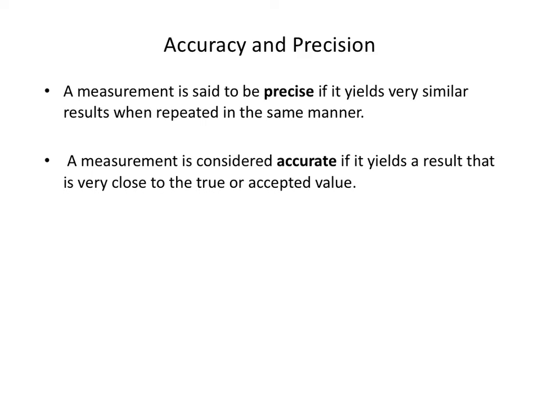A measurement is considered to be accurate if it yields a result that is very close to the true or accepted value. Of course, you have to know what the true or accepted value is to be able to assess whether or not your measurement was accurate. Let's look at a couple examples to clarify this some.